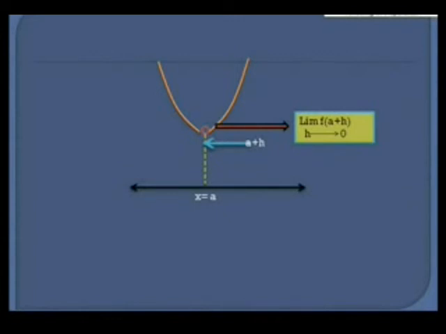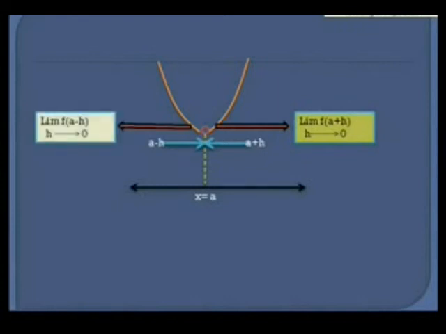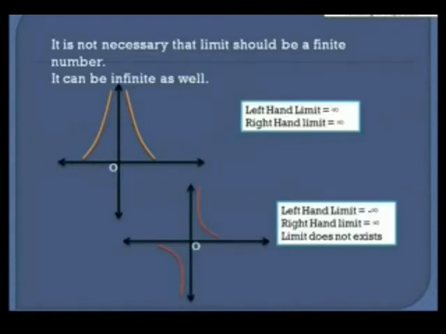Similarly, if I approach from the left side, or if I take the values of x which are just less than a, then a minus h denotes such points, where h is a positive quantity very close to 0, and this represents the left hand limit. Now for the limit to exist, the left hand limit must be equal to the right hand limit.